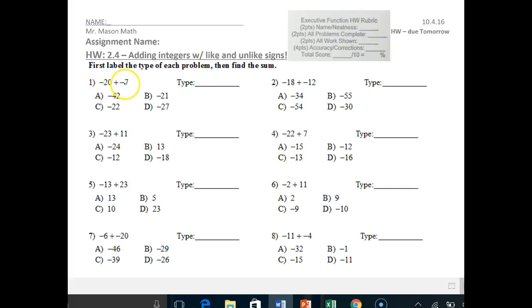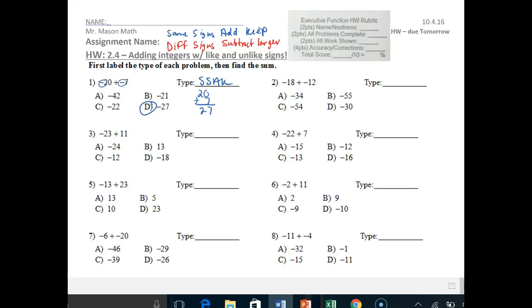So negative 20 plus negative 7 is an SSAK. There are two types, right? Same signs, add, keep, and then there are different signs, subtract, and keep the sign of the larger number. All right, so same signs, add, keep. I just do 20 plus 7 obviously gives me 27. Yes, you're going to write this down, and my answer is negative 27 because I have nothing but negatives, right?